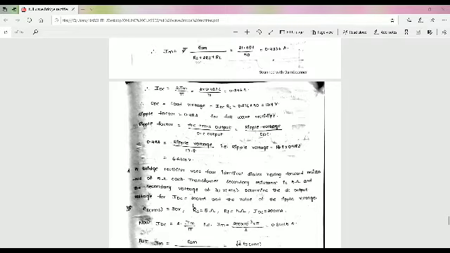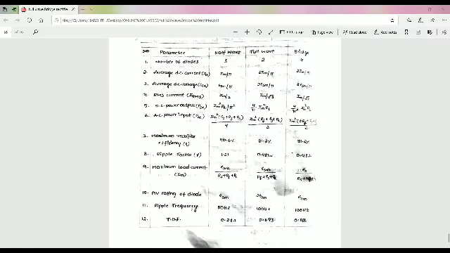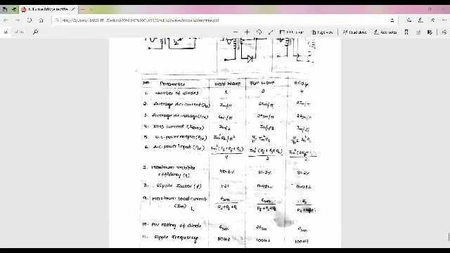Ripple factor 0.482 for full wave rectifier. So ripple factor equal to AC RMS output by DC output. Okay, so we can calculate 6.6516 voltage. Okay, and comparison of the rectifiers: half wave rectifier, full wave rectifier and bridge rectifier.